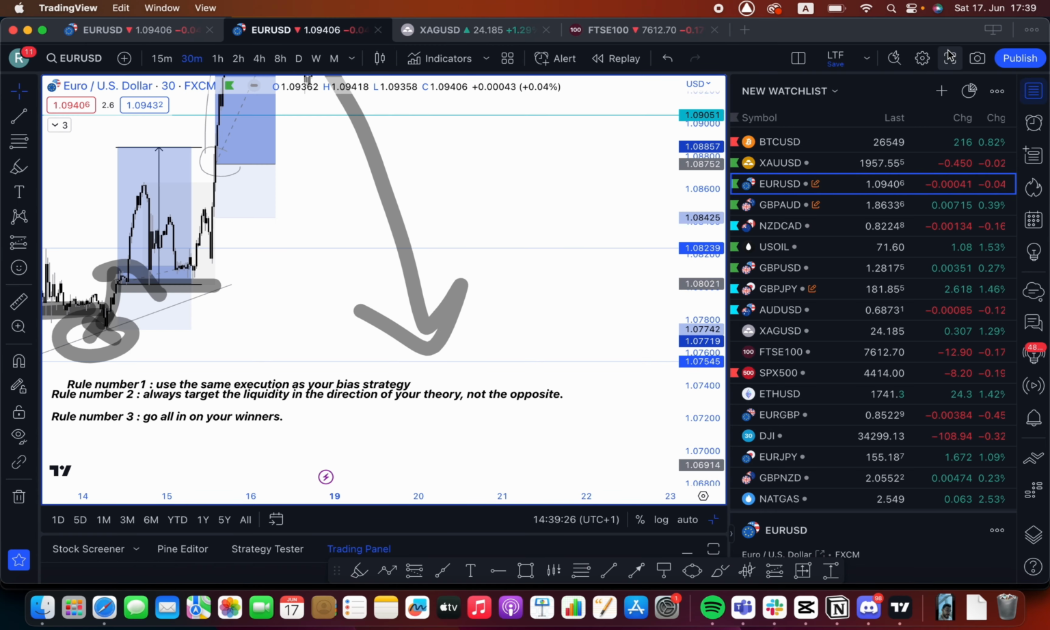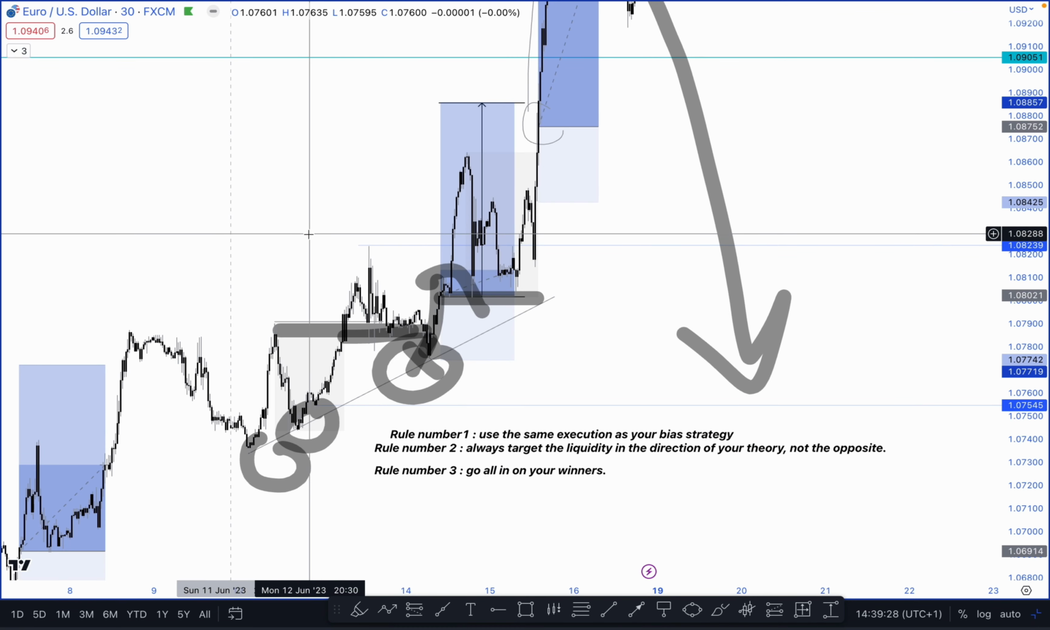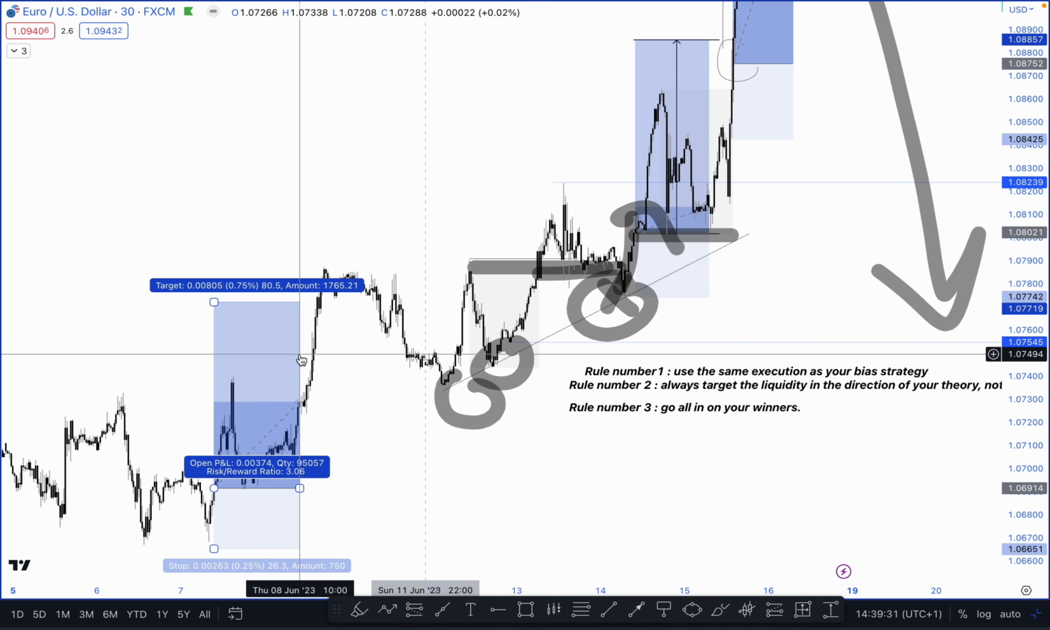Don't just take one trade. This is a mistake that even my students still make to this day. They will take one trade, for example, then be like, okay, I'm done. I made my money. I don't want anything else. And I'm like, why the fuck did you stop? You could have made so much more money.